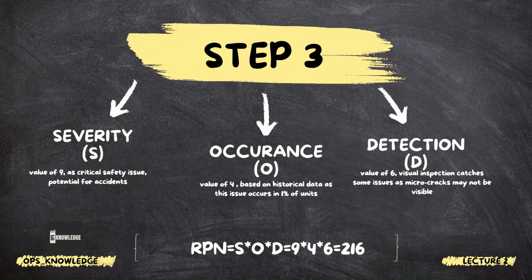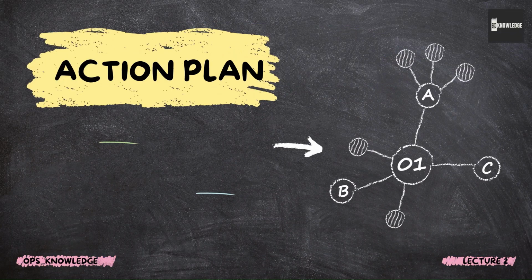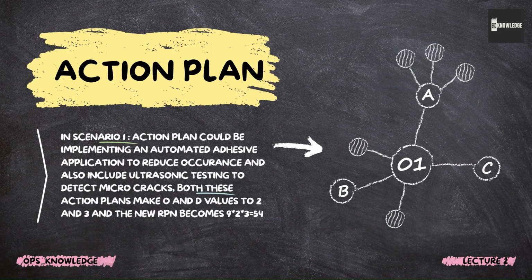Now after calculating the RPN, we should identify an action plan. For scenario 1, the action plan could be implementing an automated adhesive application to reduce occurrence and also including ultrasonic testing to detect micro cracks. Both these action plans bring the O and D values to 2 and 3, and the new RPN becomes 9 into 2 into 3, that is 54.